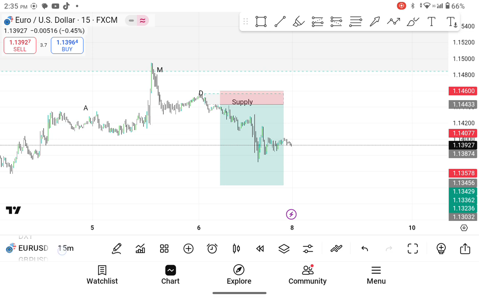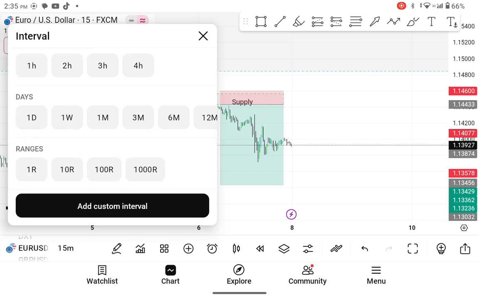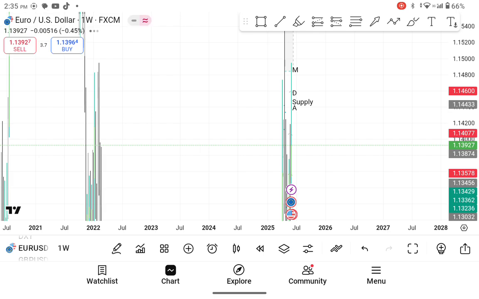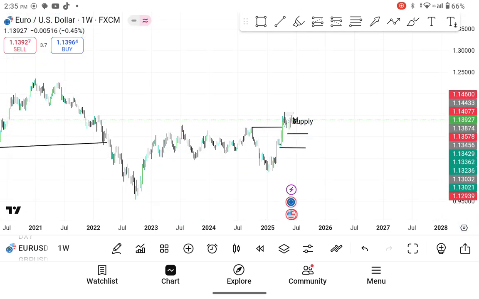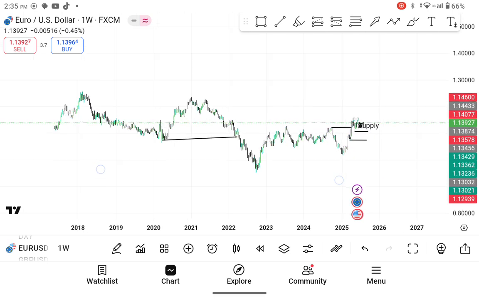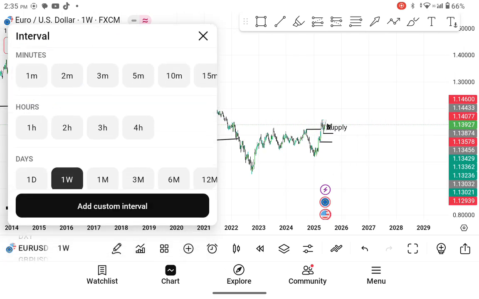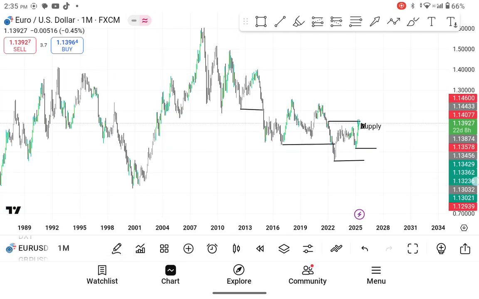So without wasting more time, we go straight to our time frame. So this is our 1 week time frame. What can you observe? Your overall trend, guys. Let's see monthly time frame. So we see our overall trend. So this is our monthly time frame.